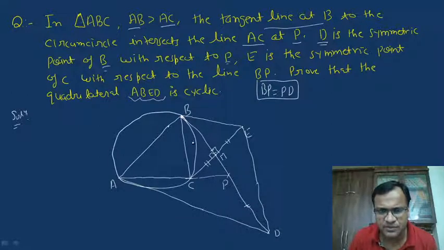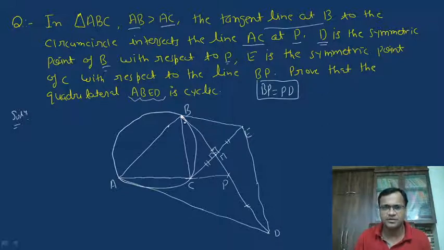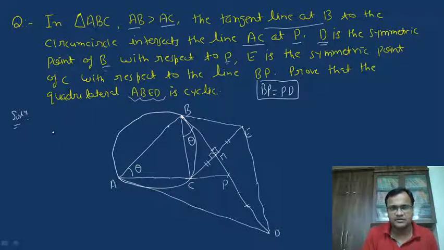First I am going to use the alternate segment theorem because BP is tangent and BC is chord. Therefore, if angle PBC is theta, then by alternate segment theorem, angle BAC is also theta. I can write this one.